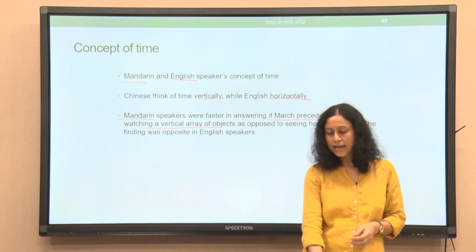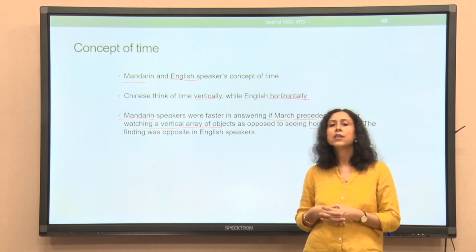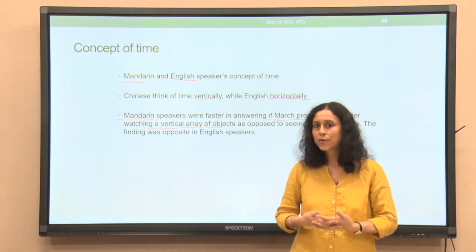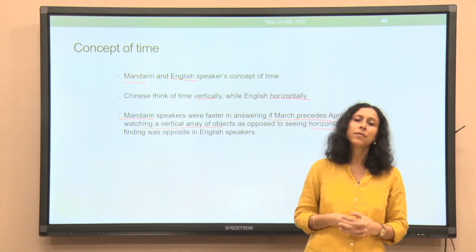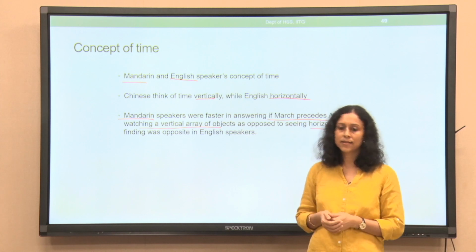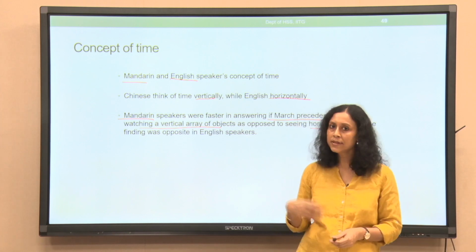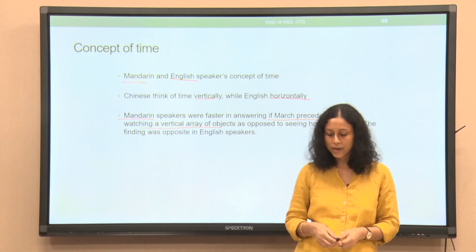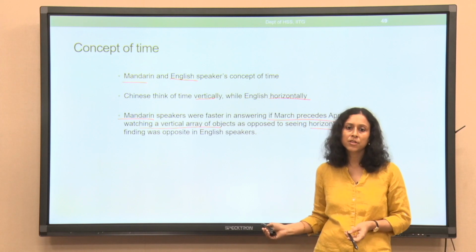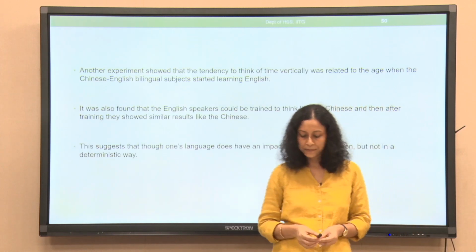So, this is taken as an example that because they think of time in a vertical way, when they saw a vertical array of objects, they were already aligned to their way of thinking. However, because a horizontal array has a tension with the way time is conceptualized in the Mandarin language, that is why they took more time in answering the question. Of course, the opposite was found in the case of the English speakers.